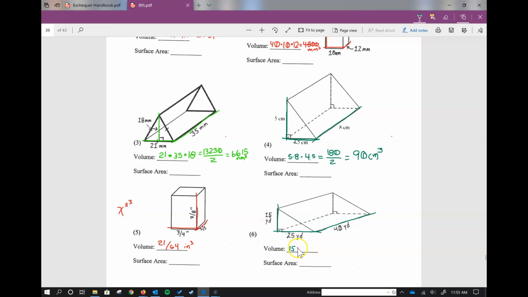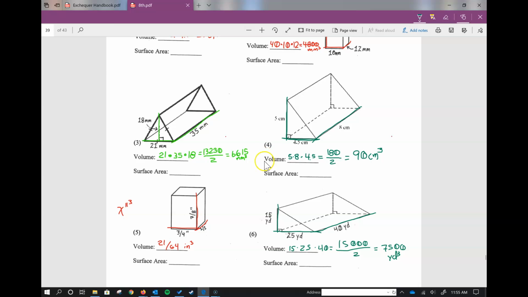15 times 25 times 40. 25 times 40 is going to give us 1,000. Multiply that by 15, you're going to get 15,000. But then this is a triangular prism, so we got to divide by 2. So our final answer is 7,500. And this is in yards and to the 3rd power because it's volume. Okay, that is our Prism Volume review.